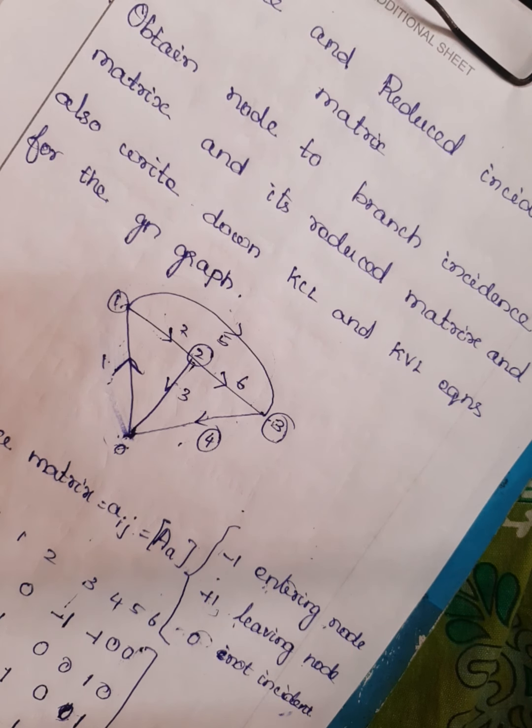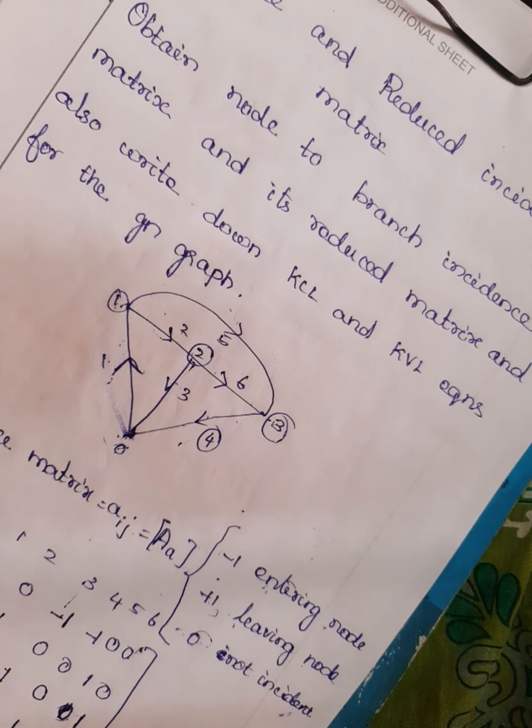It is the interconnection of an oriented graph, represented by node to branch. When the branch leaves the node, you mark it as +1, and when it enters the node, you mark it as -1, and if it is not incident, you mark it as 0. Reduced means you reduce the number of rows by 1.